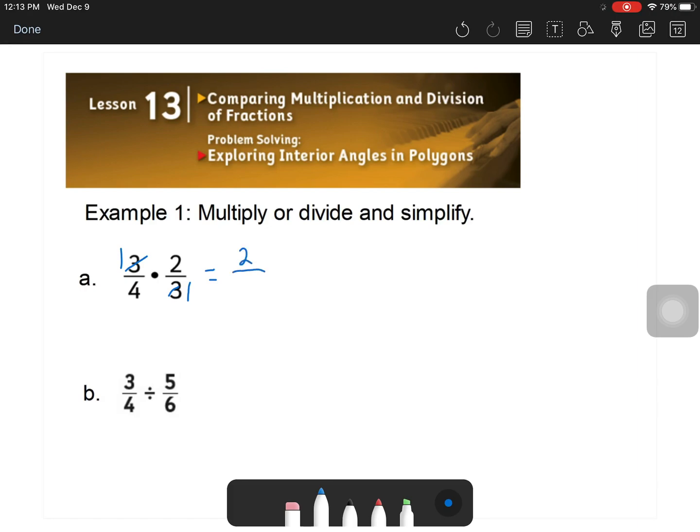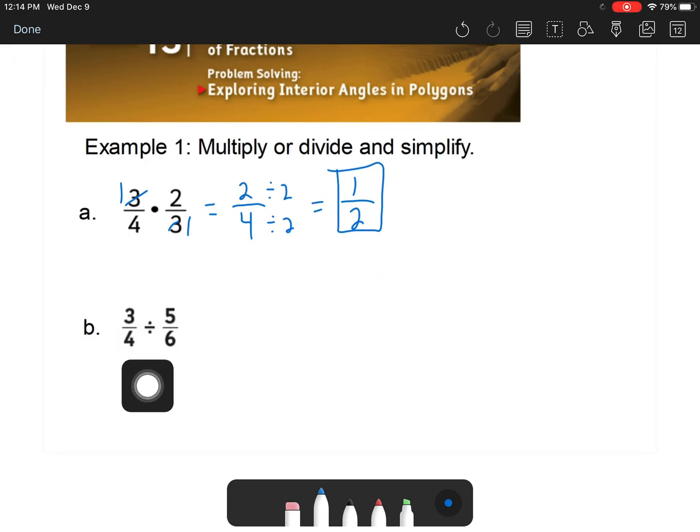1 times 2 is 2, and 4 times 1 is 4. Now examining this answer, 2 and 4, hopefully you notice that we can divide both of those numbers by 2. So we're going to do that. And we're going to simplify our answer. 2 divided by 2 is 1, and 4 divided by 2 is 2. So 1/2 is the simplified answer.